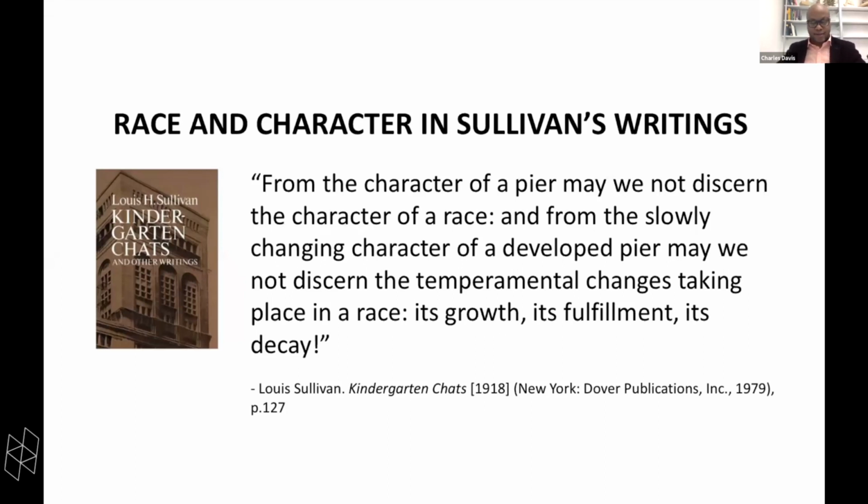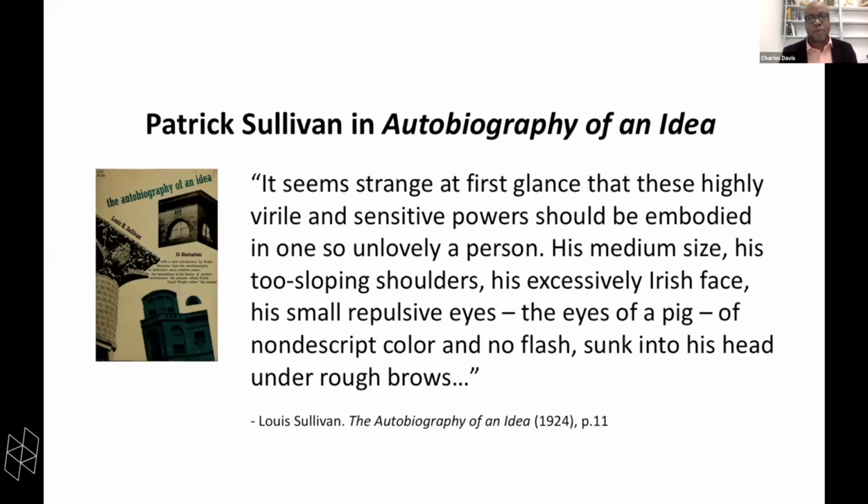And in this quote, we get the sense that Sullivan believes that there's a kind of ability to analogically read in one form, resulting from cultural productions, the characteristics that are embedded in another form. In this case, literally either the character of a peer and the character of a race, or the artist and the artwork having a kind of endemic relationship between one another. We see this being used in literal racial profiling of certain figures in his autobiography of an idea.